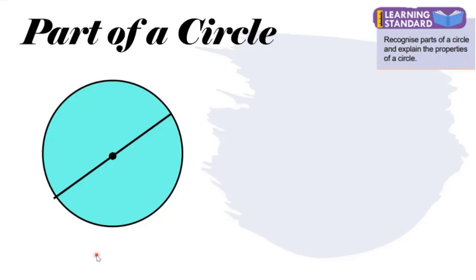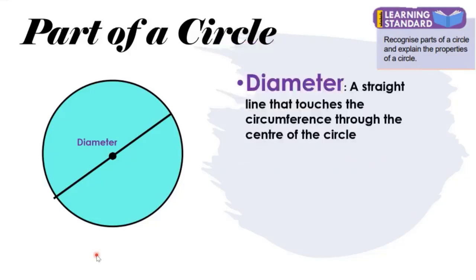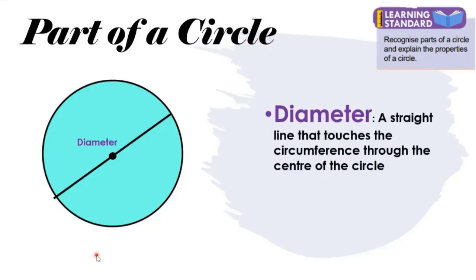So what is this, Janani? Diameter, teacher. Yes, diameter. It is a straight line also, but it touches the circumference through the center of the circle. Means from one end of the circumference to the other end, but it must pass through the center. If the line goes from here to here, is it called a diameter or not? It's not passing through the center.